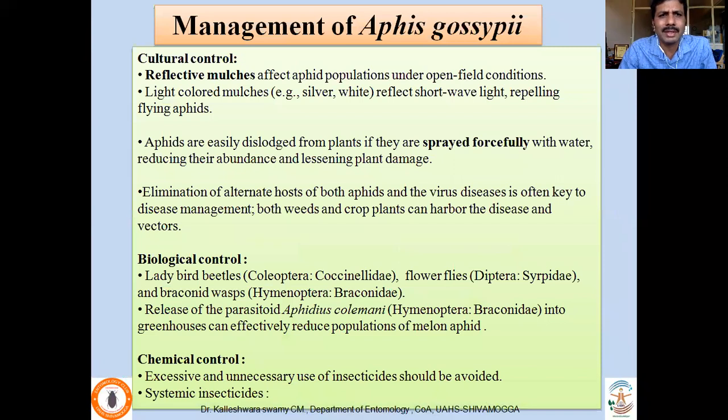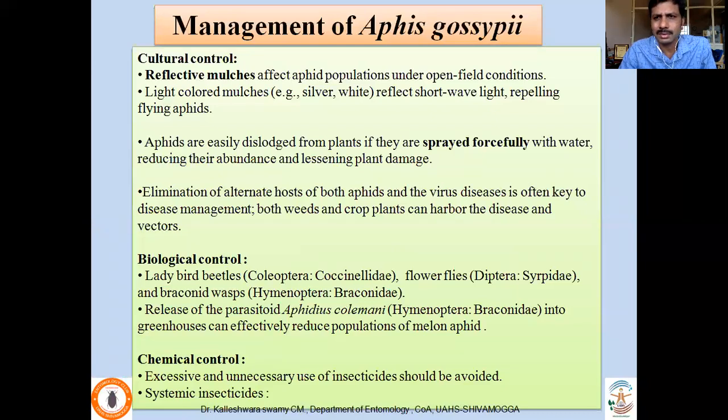So that's why important practices include use of reflective mulches. So you might have seen tomato and many of the cucurbits, they follow the mulches. So wherever the silver or white mulches are used, they repel the aphids and even thrips as well. So especially if they are carrying the virus, if they repel, you can see the advantage. So that's how you can reduce the virus damage if you use the reflective mulches.